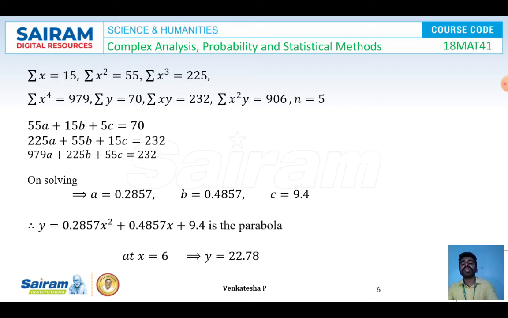On solving these equations, we got the value of a = 0.2857, the value of b = 0.4857 and the value of c = 9.4. So replacing these a, b, c in y = ax² + bx + c, I got y = 0.2857x² + 0.4857x + 9.4 as the required parabola. Now I am going to replace the value of x = 6 in this equation, and simplifying that, I got the value of y = 22.78.